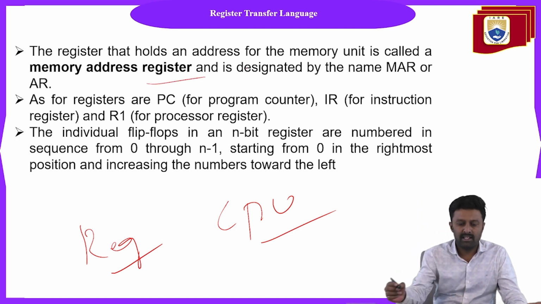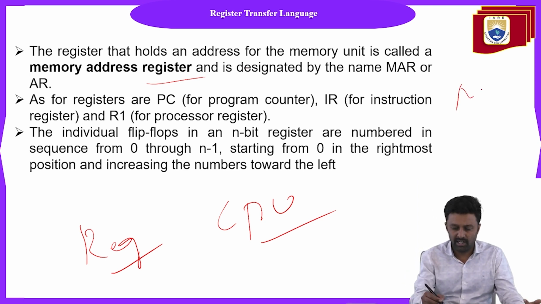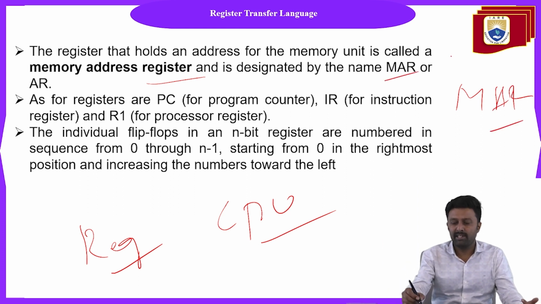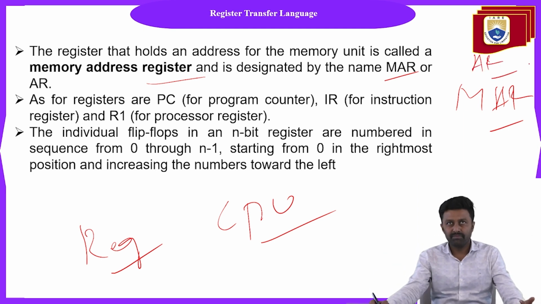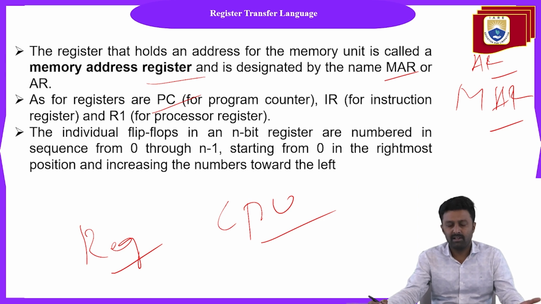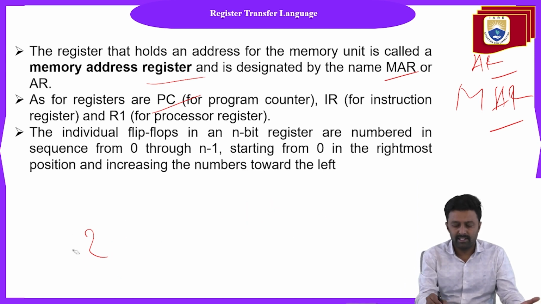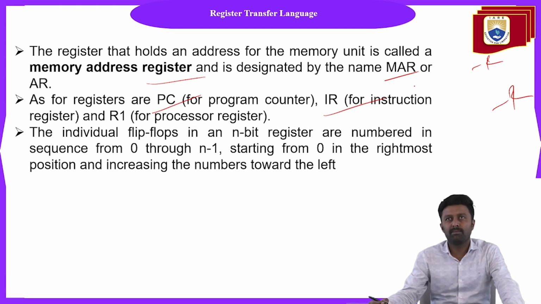Then we'll see the register that holds the address of the memory, which is called the memory address register. It is represented by MAR, or you can simply write it as address register. Apart from that, we have special purpose registers like the program counter. The program counter is usually 16-bit, which holds the address of the next instruction to be executed. Then we have the instruction register. These are some of the special purpose registers in the computer architecture.